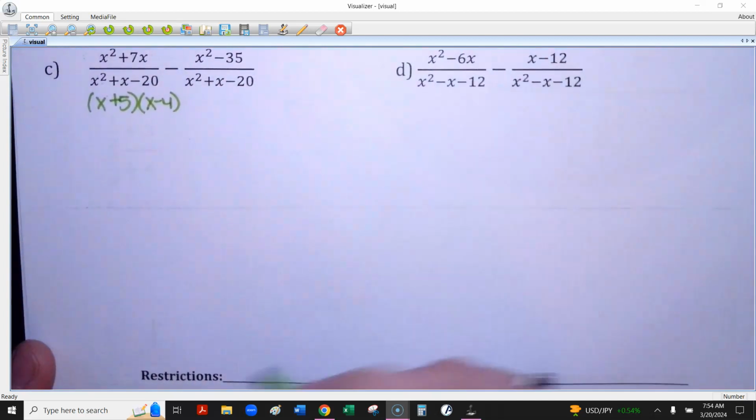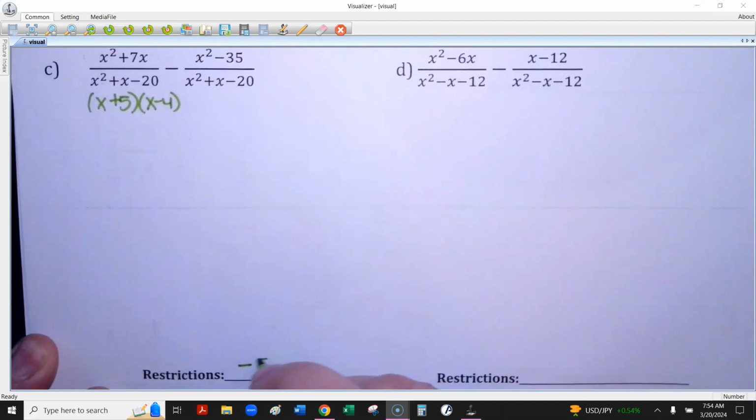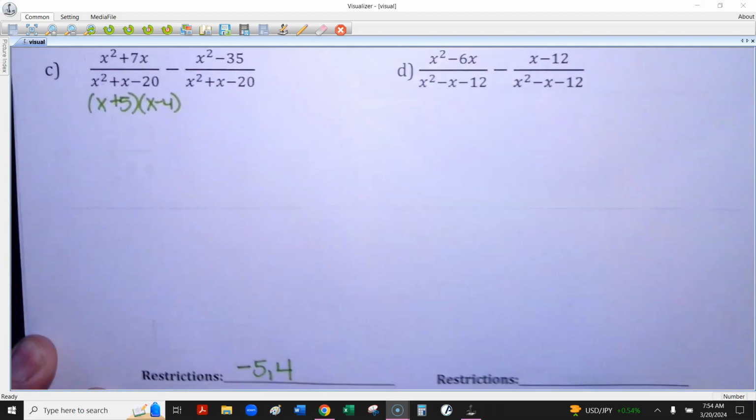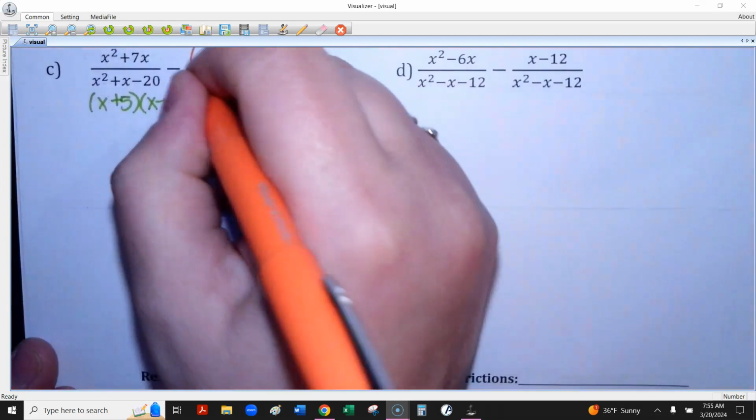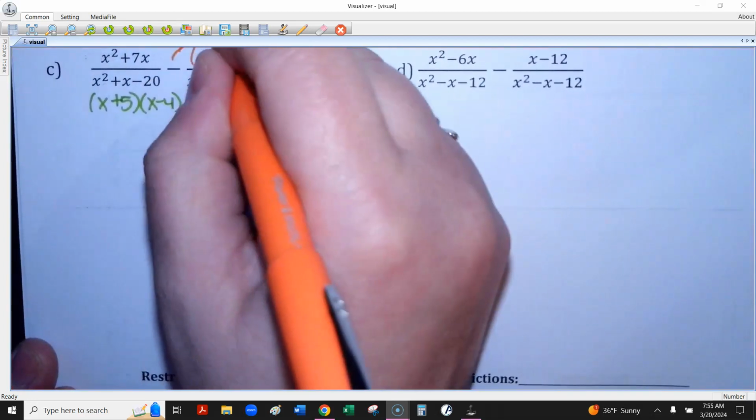So I can write my restrictions right now would be -5 and +4. That would cause your denominator to be 0. So we have that. Now, what I would tell you to do, let's do the top just like we did the last question, because we already have a common denominator, so we're just going to subtract.